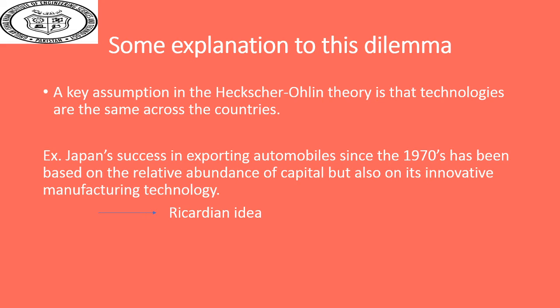Another example is Japan's success in exporting automobiles since the 1970s, which has been based on relative abundance of capital, but also on its innovative manufacturing technologies. Japan is reasonably abundant in capital, but not as much as America. But fortunately we had innovative manufacturing technologies. So that is another example explaining the Leontief paradox.